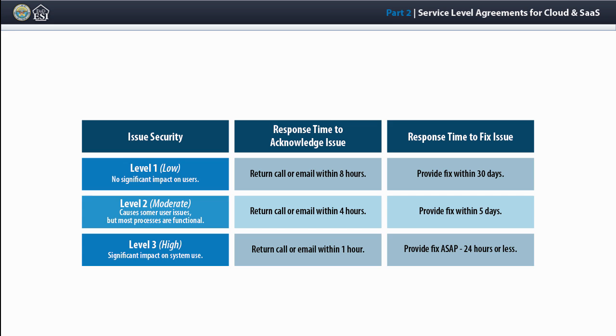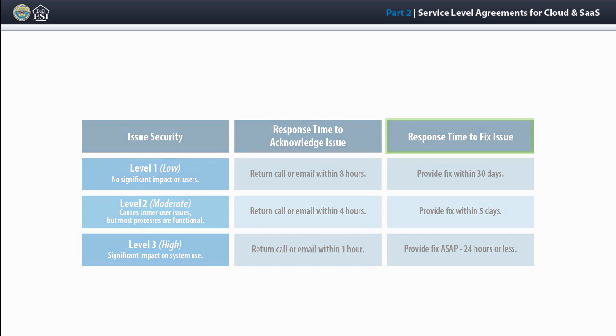Issues are prioritized according to their importance and impact on the user community. Level 1 issues are generally of low priority, while Level 3 have the highest priority. The time required for acknowledging receipt of the defect report, for the promise to provide a fix, and for providing the actual fix decrease with the higher priority levels.